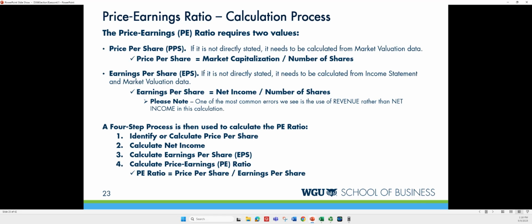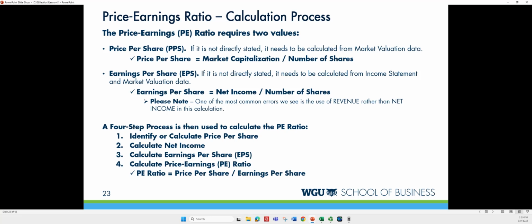So going through this calculation process, we need two values. We need the price per share. If it's not directly stated, we need to calculate it based on our market valuation data. So the price per share is going to be the market capitalization divided by the number of shares. The second item we need is the earnings per share. And if it is not directly stated, we need to get information from the income statement as well as the market valuation data. So our earnings per share is going to be net income divided by number of shares.